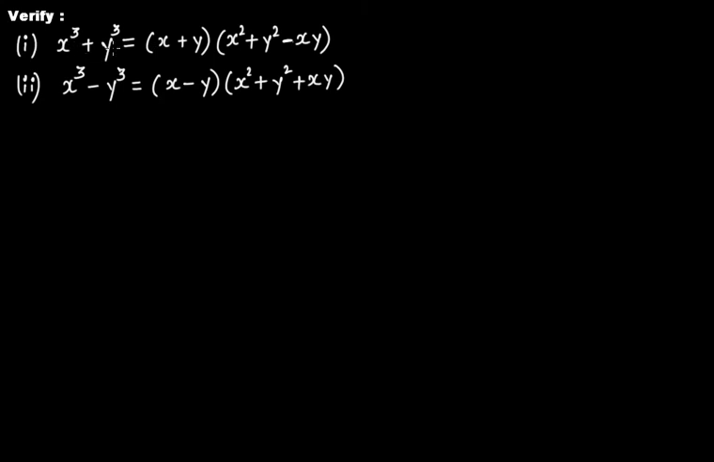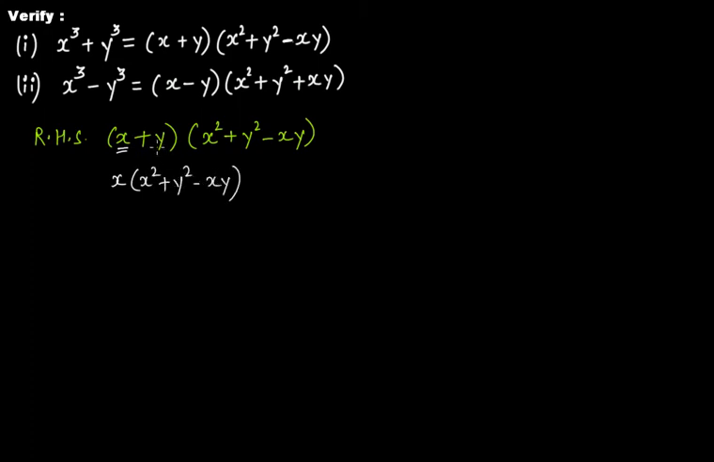So it's x cubed plus y cubed. And according to this equation, it has to be equal to x plus y multiplied by x squared plus y squared minus xy. Let's take the right hand side of this equation. So right hand side is x plus y multiplied by x squared plus y squared minus xy. Okay, now using distributive property of multiplication over addition. So take this x, and then it's x squared plus y squared minus xy. Then take this plus sign, take this y, and then x squared plus y squared minus xy.